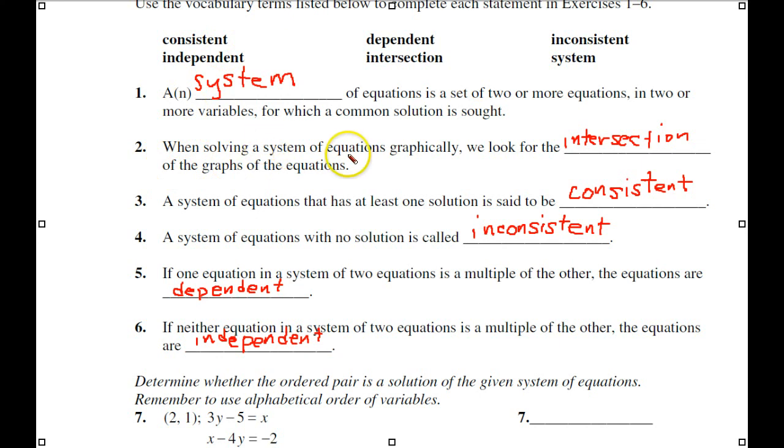When solving systems of equations graphically, we look for the intersection. So that's good. We're going to do it mathematically primarily, and I wanted you to see and tie it in to the graphic solution. You're looking for that point where the x and y coordinates of one system is the same as the other.